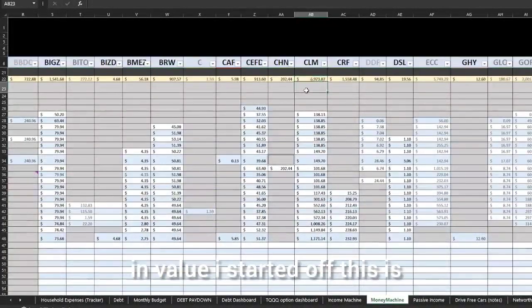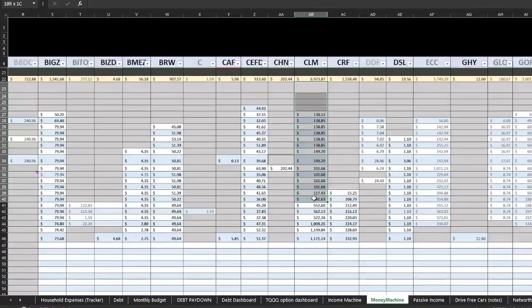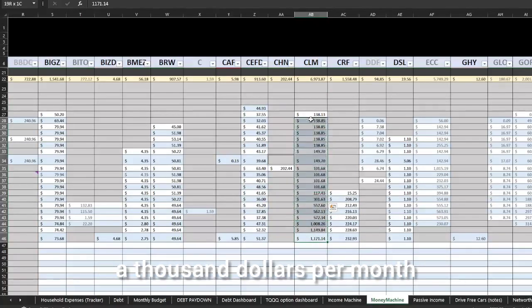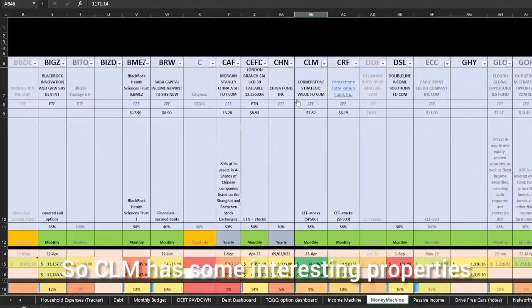I started off, this is what a lot of other people played, and so I joined it. You can see I was making about $100 consistently, and then right about here I started putting more money into it. So now I'm making about $1,000 per month. So CLM has some interesting properties.